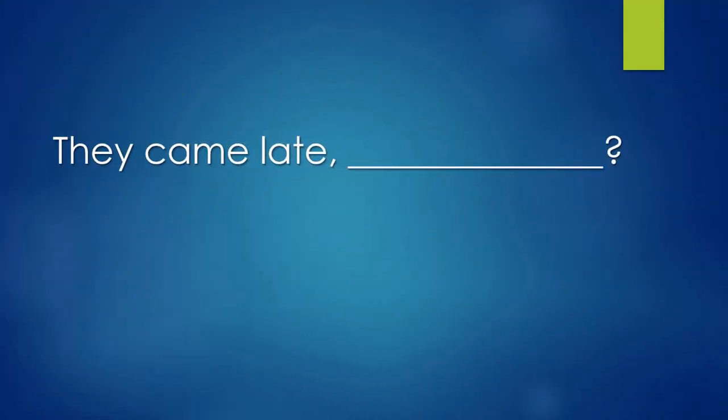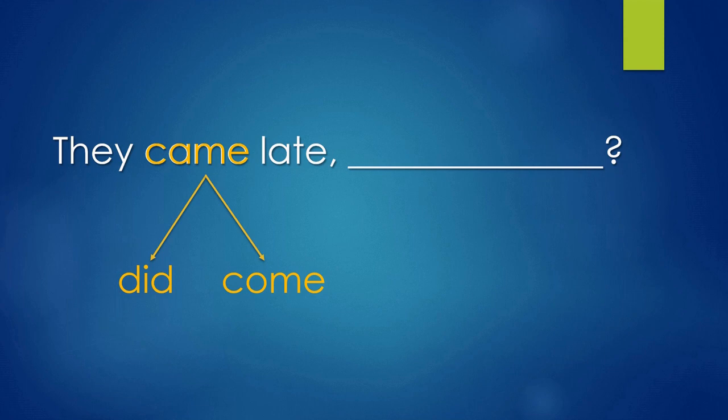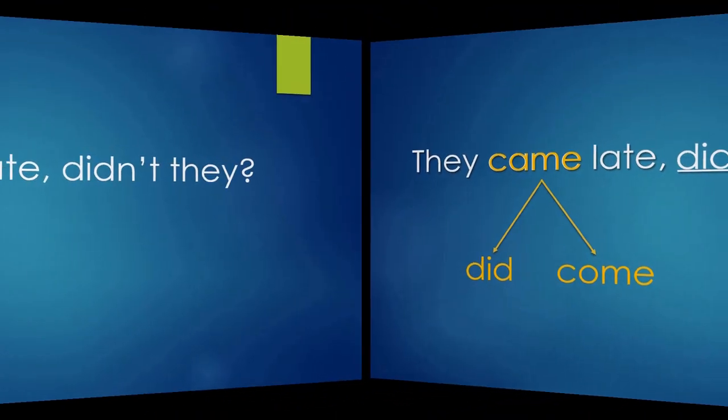Next example, they came late. Here, as you can see, the verb is came, which is the past form of come. So, that should be divided as did plus come. So, we have the auxiliary did. We make a tag out of it. Positive sentence, so negative tag. They came late, didn't they?